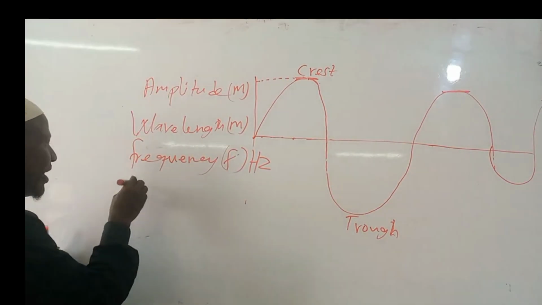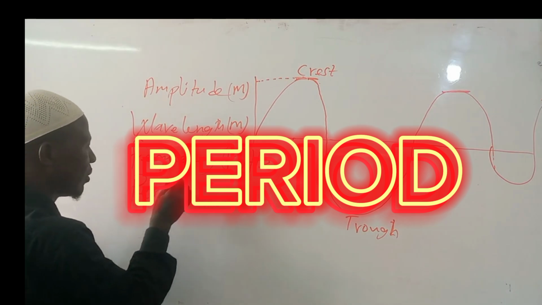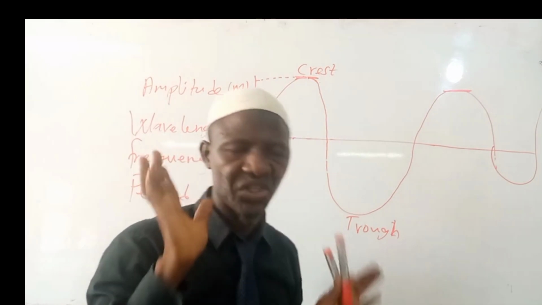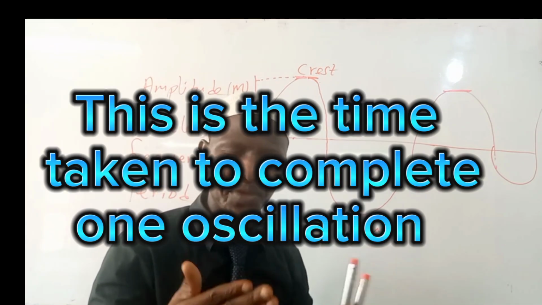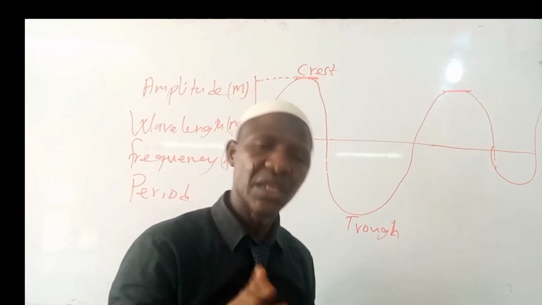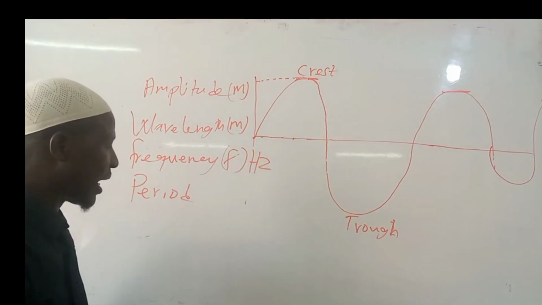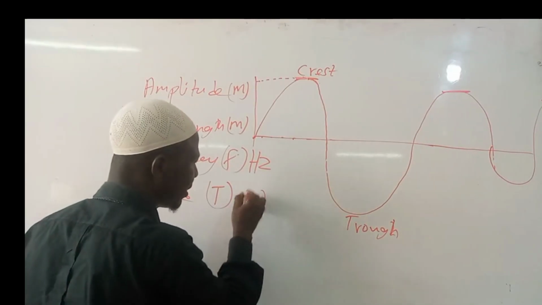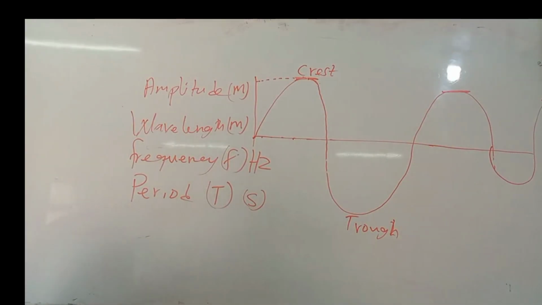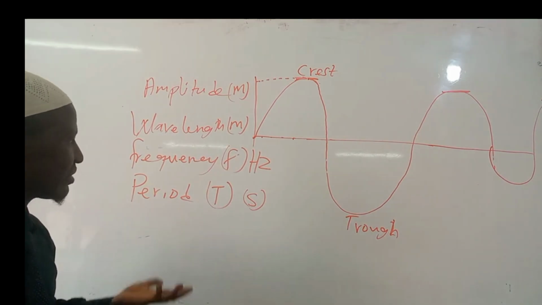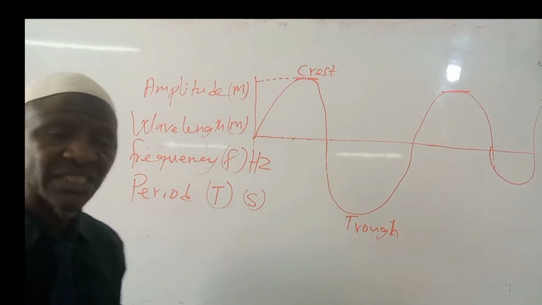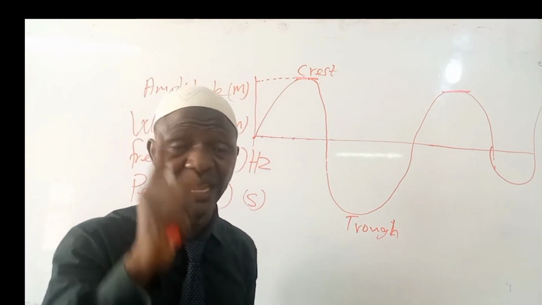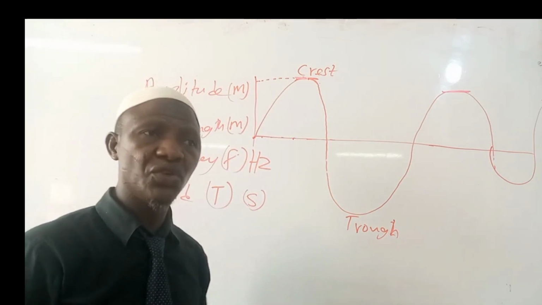Then the next one is period. What is period? That is the time taken to complete one oscillation. How long it takes a wave to complete one oscillation is called period. We represent it with T, which is measured in seconds. Then we still have other terms like speed. That is distance covered in 1 second, distance covered per unit time.